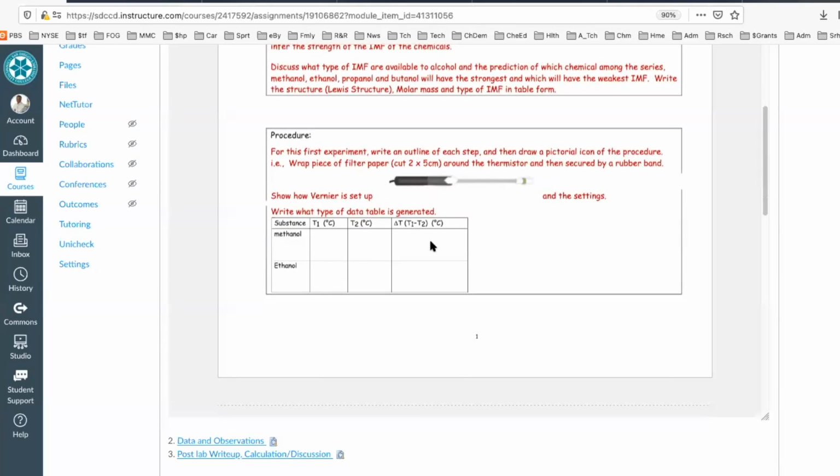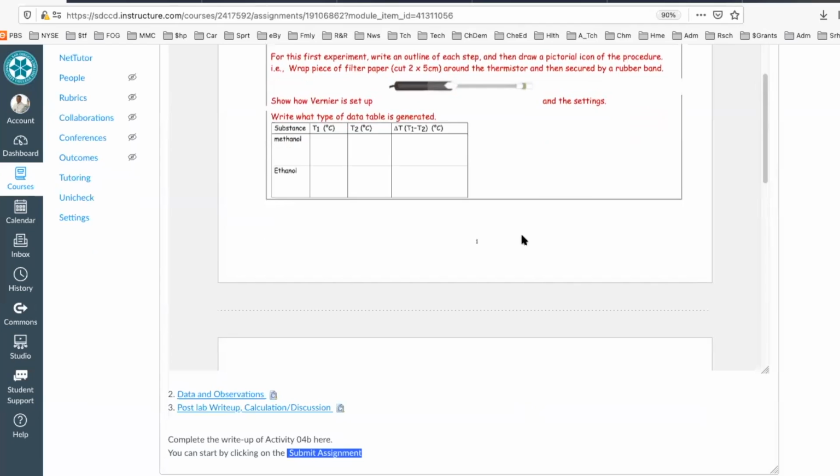This allows me to know that you actually know what data is important in this experiment. So that's your pre-lab. It's not going to be due until Wednesday. And then I'll show you how to submit that.